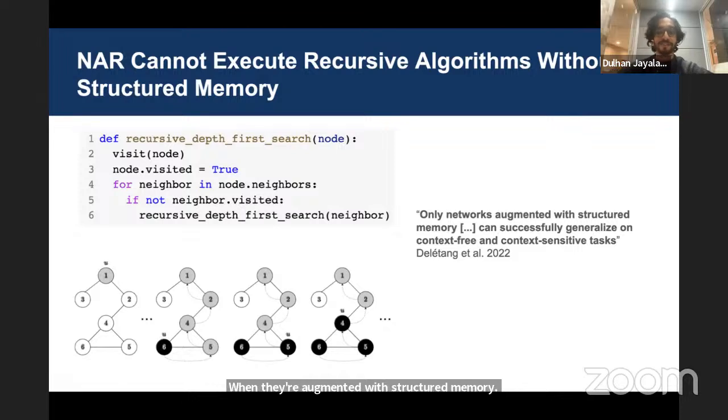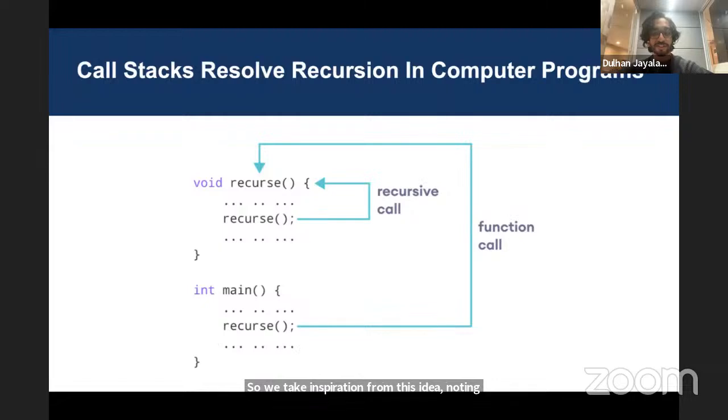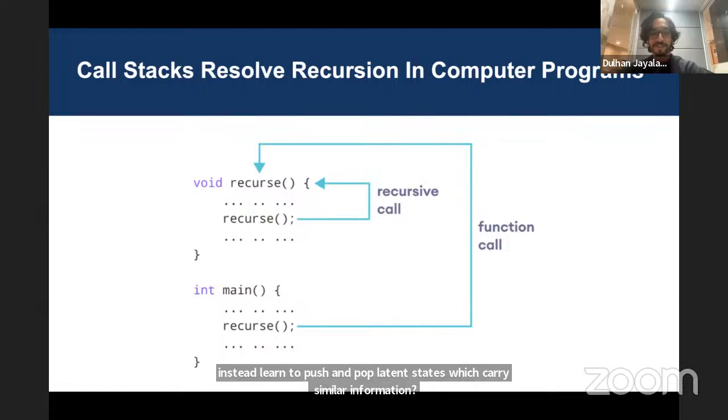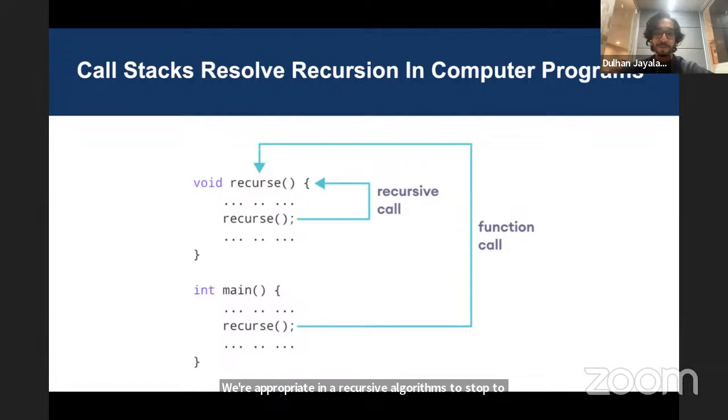So we take inspiration from this idea, noting that call stacks will resolve recursion in computer programs. And so in a computer program, whenever a recursive call is made, the state of the function is pushed to the call stack. And when the call completes, this state is restored and computation within that frame continues. In NAR, can we instead learn to push and pop latent states which carry similar information where appropriate in a recursive algorithm to solve this recursion problem? So in the DFS example that we were looking at earlier, the stack memory could hold the state of the relevant predecessor pointers via the latent state and pop them as required during backtracking. So let's take a look at how we can add such a stack to the NAR framework.